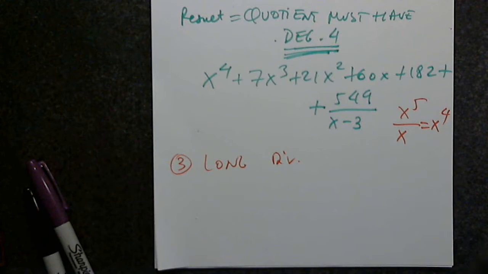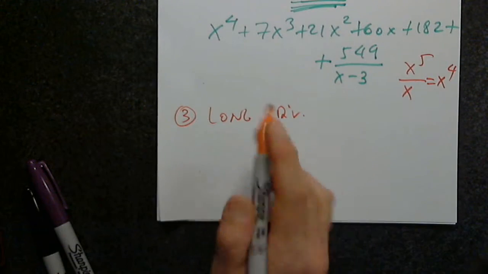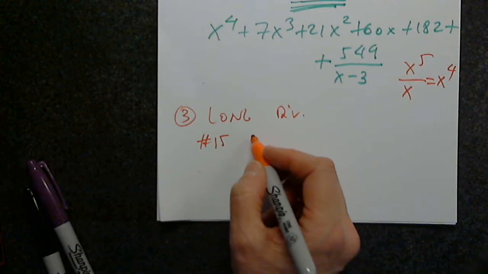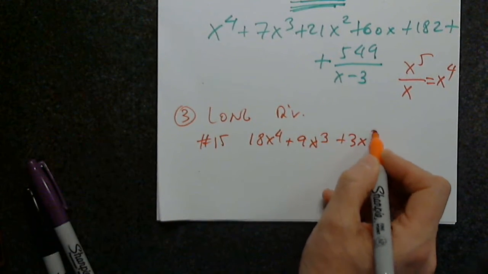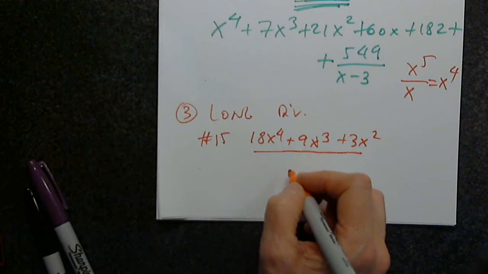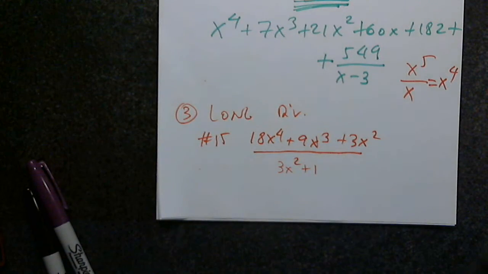Okay. Of course, there is a type 3, which is only long division. Because, for example, for problems like, let's look at 15. 18x to the 4th plus 9x cubed plus 3x squared divided by 3x squared plus 1. We cannot use synthetic division. Can anyone explain why we cannot use synthetic division on this example? Because the denominator is not a linear factor. It has degree 2. I cannot use synthetic division if the degree is 2.